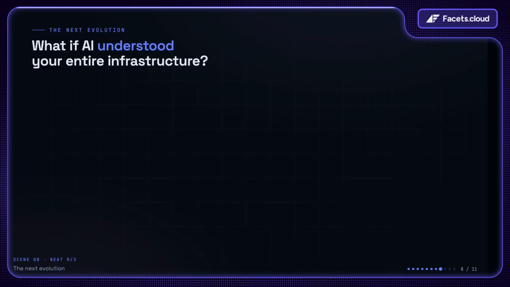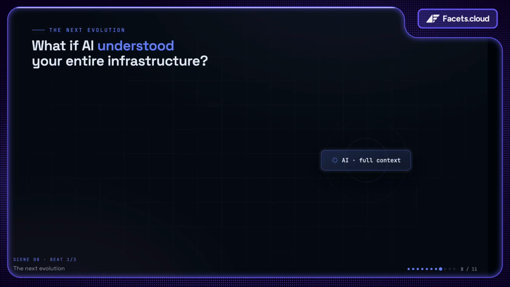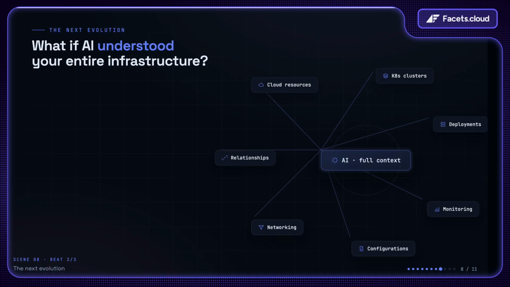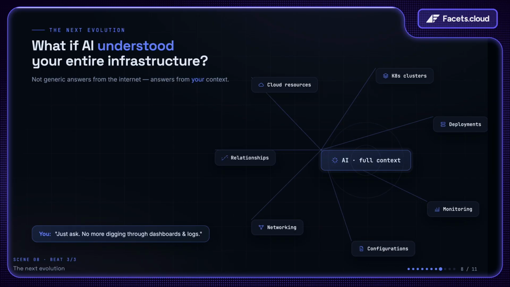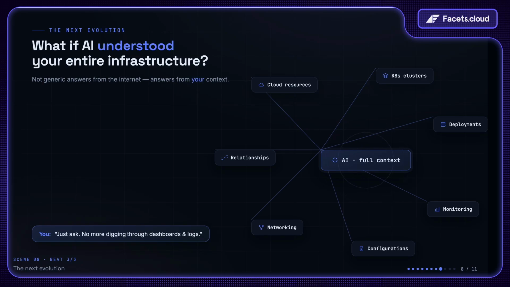And that's exactly where the next evolution begins: AI infrastructure as code. Now imagine having an AI that doesn't just generate Terraform or Kubernetes YAML, but actually understands your entire infrastructure. It knows your cloud resources, Kubernetes clusters, deployed services, and the relationships between all of them. Instead of manually searching through dashboards, logs, documentation, and Git repositories, you can simply ask your AI what you want and what you want to accomplish.